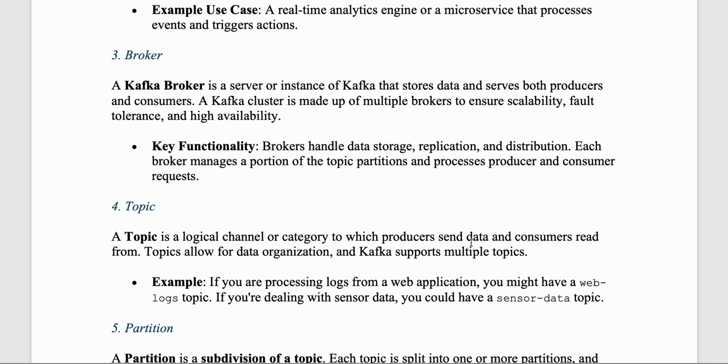So if you have different domains, you can create a different topic for each. That way you can consume data from that particular topic based on your requirement.